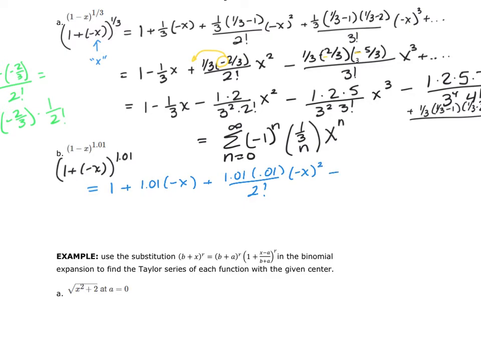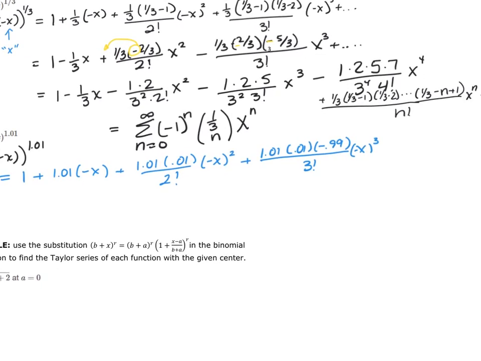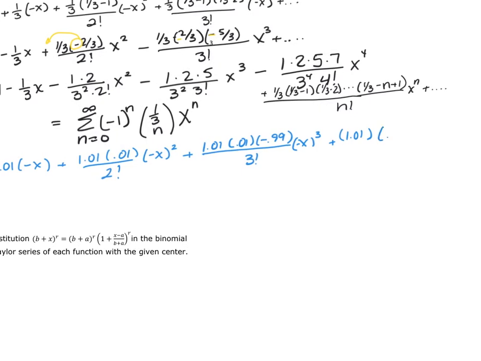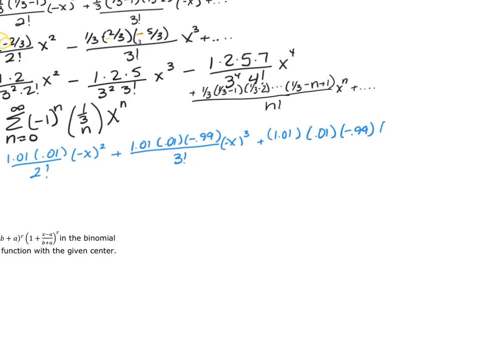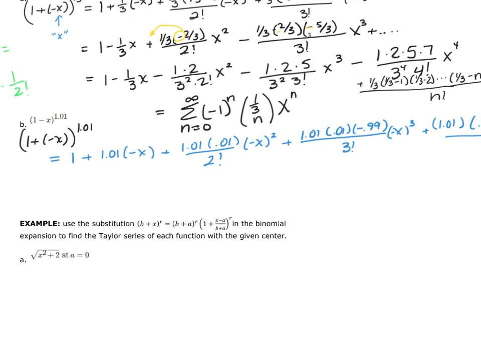My fourth term is going to be 1.01, 0.01, negative 0.99, over 3 factorial, negative x raised to the third. I'm just going to do one more term. So then plus 1.01, 0.01, negative 0.99, negative 1.99, over 4 factorial, negative x to the fourth, and this continues. But you'll see the gist of it.